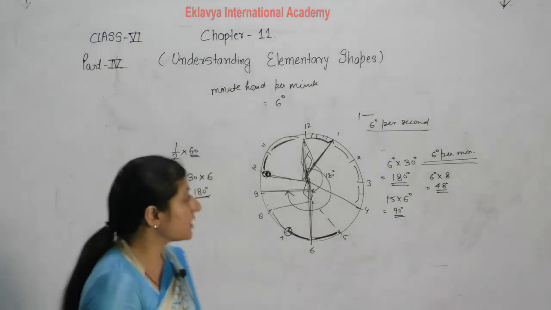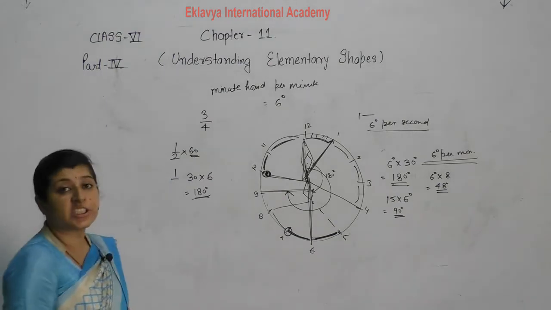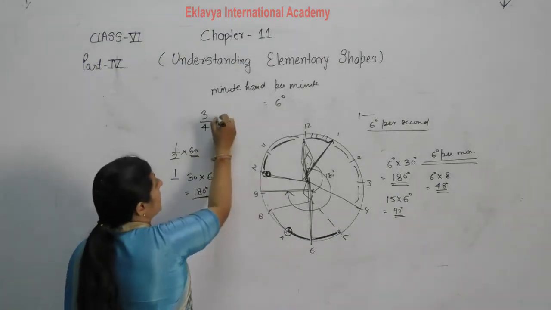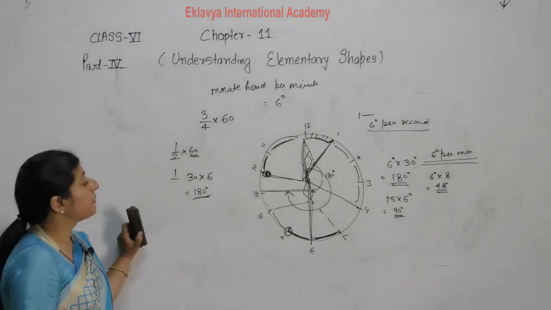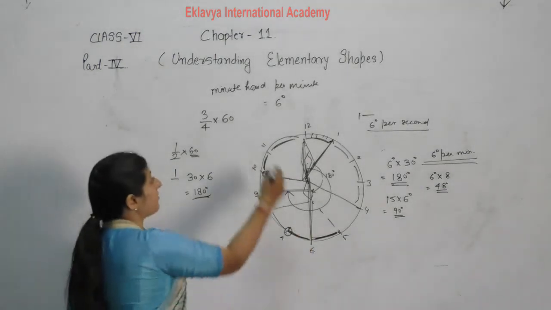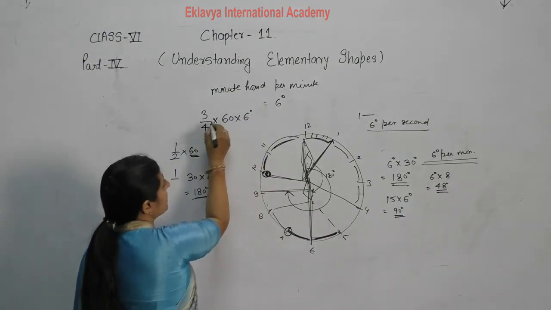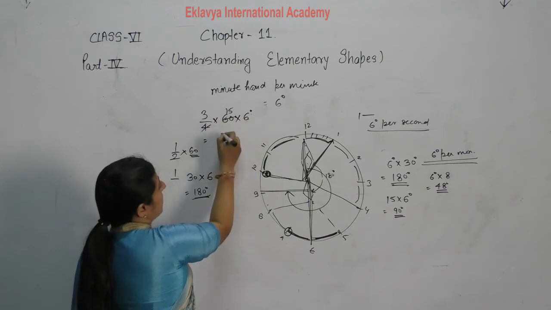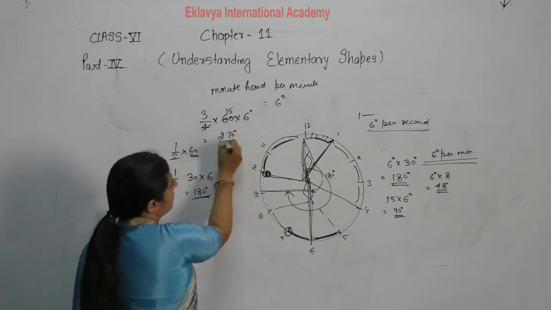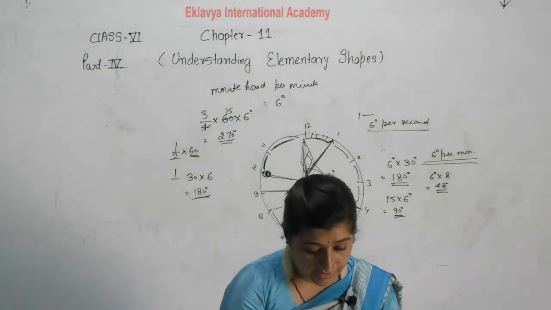Similarly, 3/4 hour. 3/4 hour, firstly we will change into the minute. In 1 hour 60 minutes, it means 3/4 into 60. In 1 minute 6 degree, it means we will do like this. 4, 15, 6 15s are 90, that is equal to 270 degree. So similarly, you can find out more.